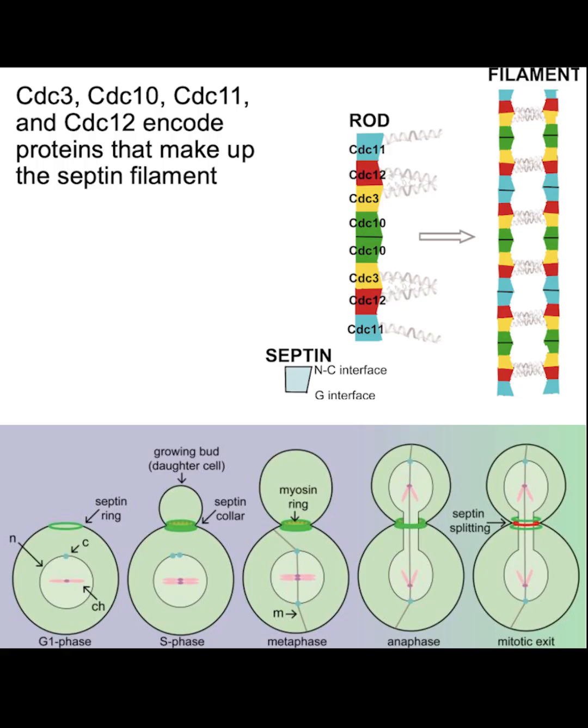This tells us that the mutation affects one of the four septin genes: CDC3, CDC10, CDC11, or CDC12. They are proteins essential for forming the septin ring at the mother bud neck. When septins malfunction, the entire architecture of division collapses.